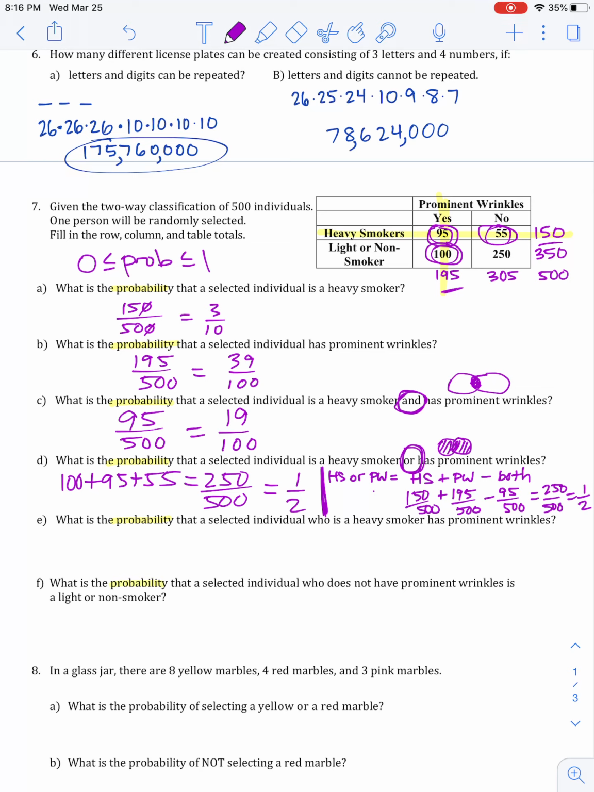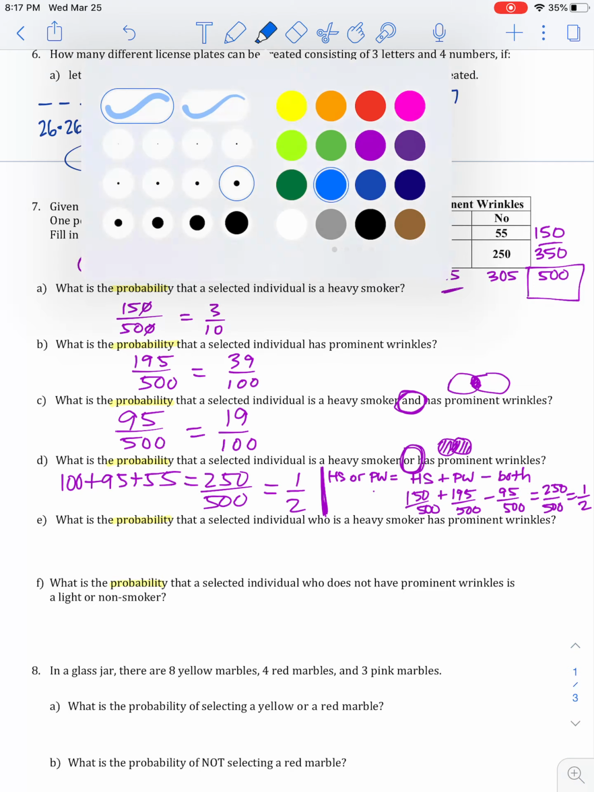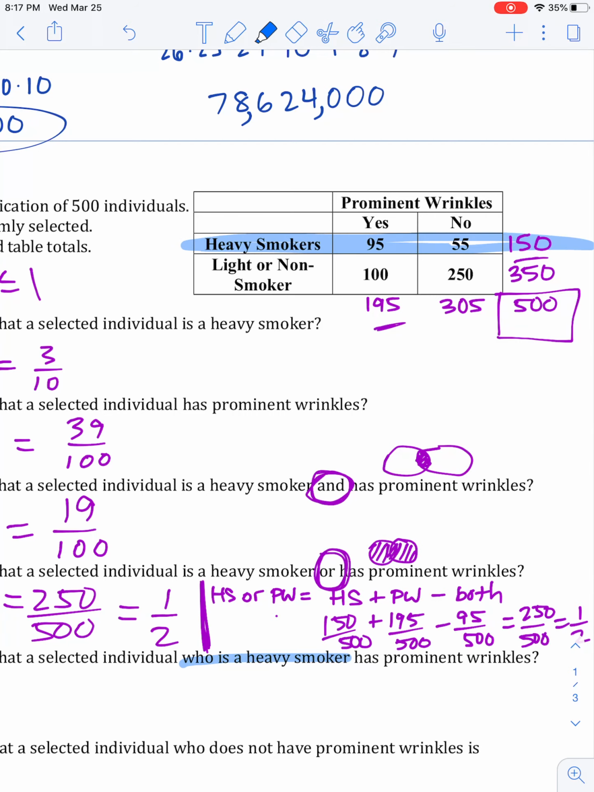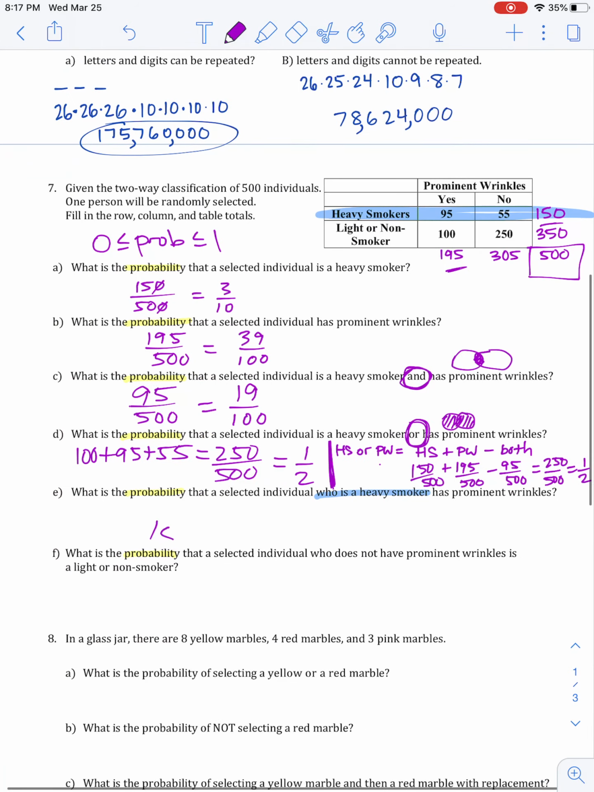All right, the last two parts are a little bit different because in every problem so far we've divided by 500. 500 is our table total. This last part, let me erase my work up here. This last part is saying in E, what is the probability that a selected individual who is a heavy smoker has prominent wrinkles? So when it says who is a heavy smoker, we are only looking at this row, and there's 150 possibilities. And then what is the probability they have wrinkles? Well, 95 of those 150 had wrinkles.